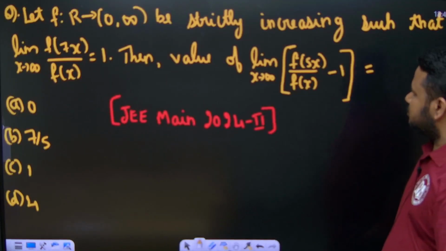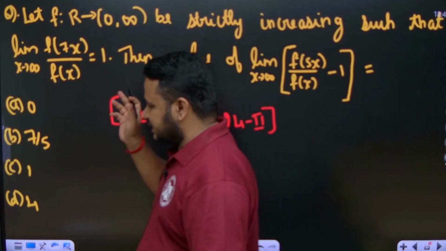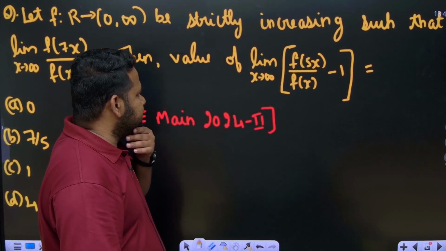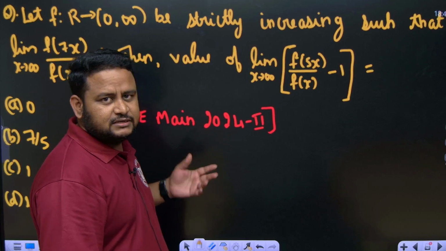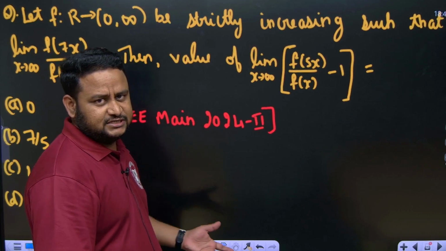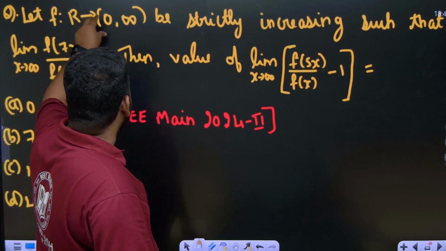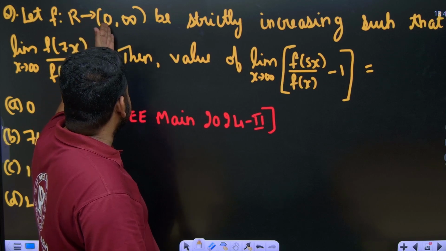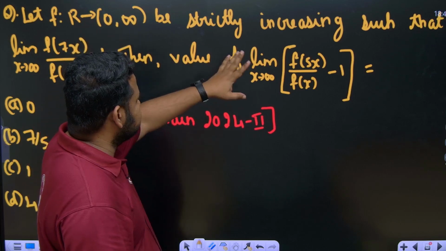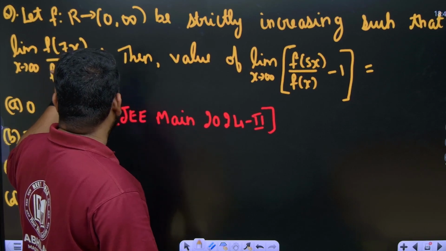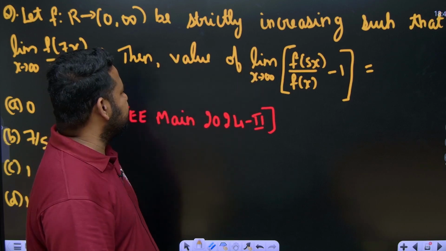Okay, so this is one of the questions which was asked previously also, in 2023, which we solved in the previous class, and we spoke about limits using GIF, that is the greatest integer function. So f from (0, infinity) to (0, infinity) is a strictly increasing function such that limit of f(7x) by f(x) is equal to 1, then the value of this limit they are asking.